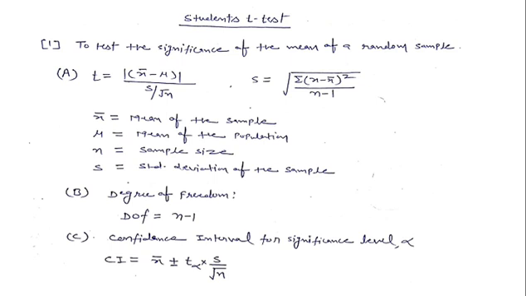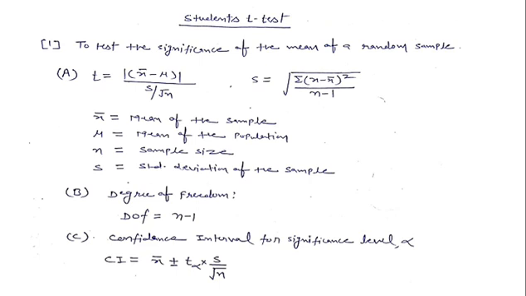We will look at the various conditions in which we perform the Student's t-test. In the first condition, we are testing the significance of the mean of a random sample. For this, the t statistic is (x bar minus mu) upon (s upon under root n).